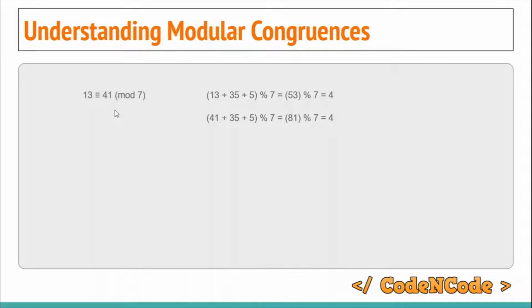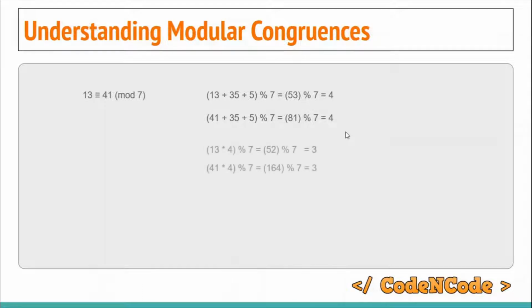When two integers are congruent to each other and you are working under the same modulus, here we were working under modulo 7 and these are congruent under modulo 7. Remember, if you change the modulus, they may not be congruent to each other. Since we were working under modulo 7 and 13 is congruent to 41, we can replace 13 with 41 and the result won't change.